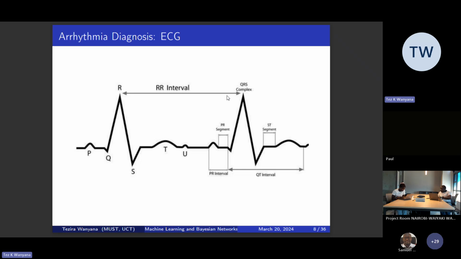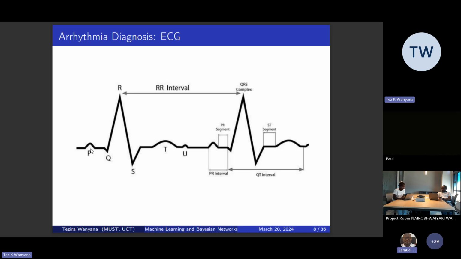Between two R peaks of two heartbeats, we have what we call an RR interval, which is also one of the features that is commonly studied by people who are studying the ECG. What the R peak represents is the maximum amplitude of your heartbeat, or in this case of what the normal heartbeat would be. So in a case whereby this part here is missing, which is the P wave, that means that the person probably has atrial fibrillation.